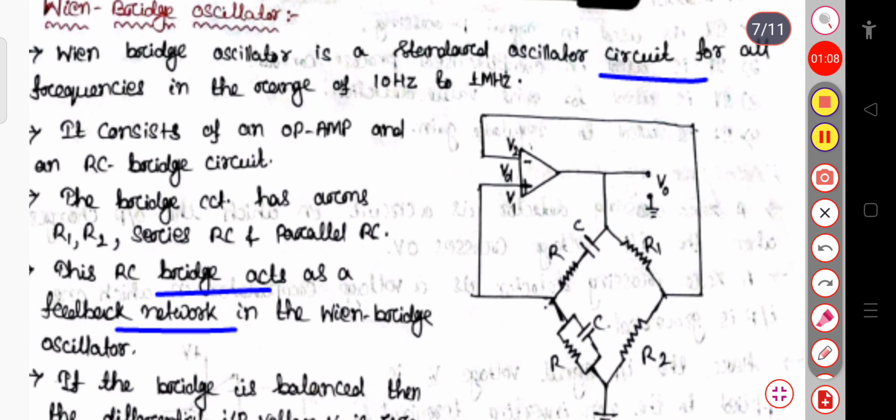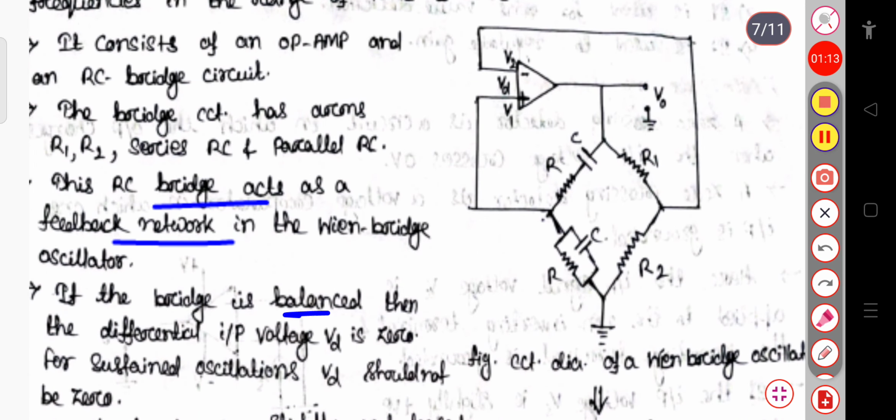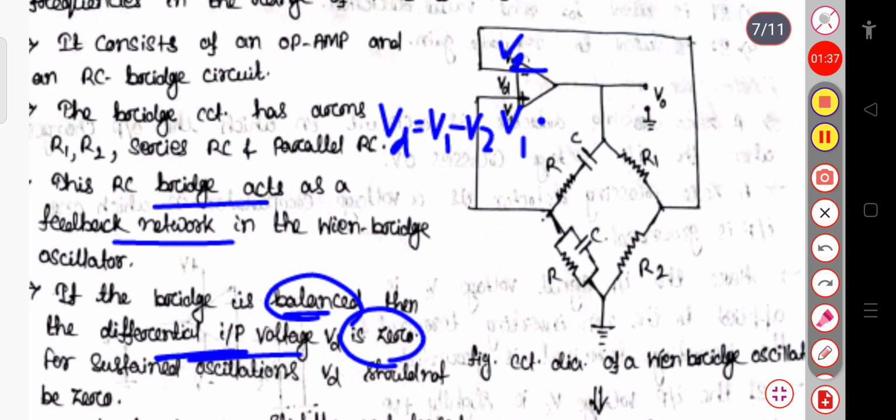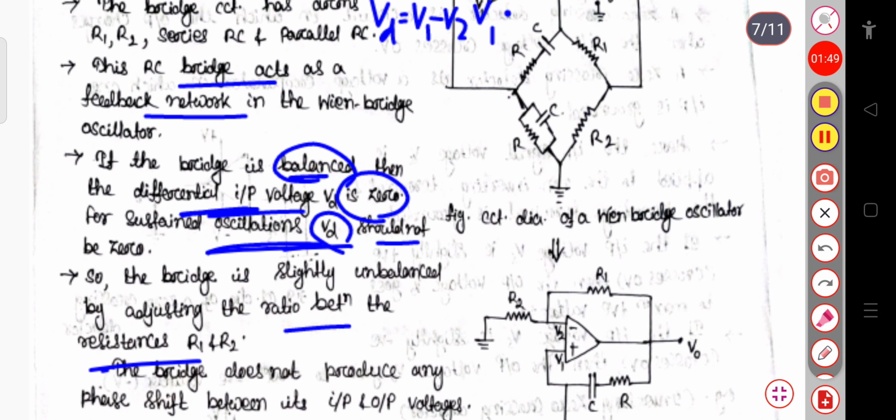Also you should note that if the bridge is in the balanced state, then the differential voltage for this op-amp, if you consider the voltage across the non-inverting terminal as V1 and for the inverting terminal as V2, then the differential voltage Vd will be equal to V1 minus V2. When this bridge is in balanced condition, the differential input voltage will be 0. But for sustained oscillation, Vd should not be 0. So we can say that the bridge is slightly unbalanced by adjusting the ratio between the resistances R1 and R2.